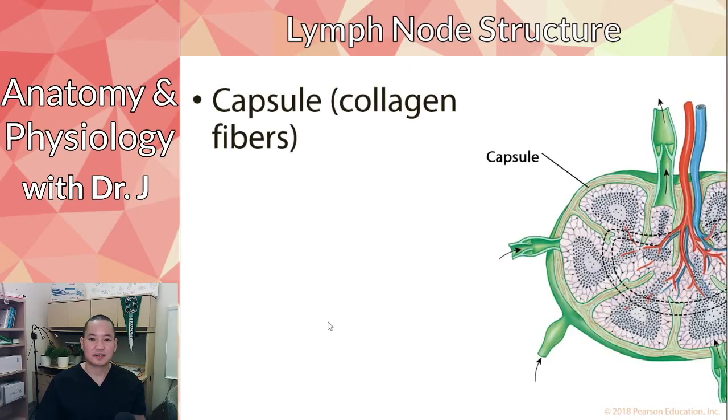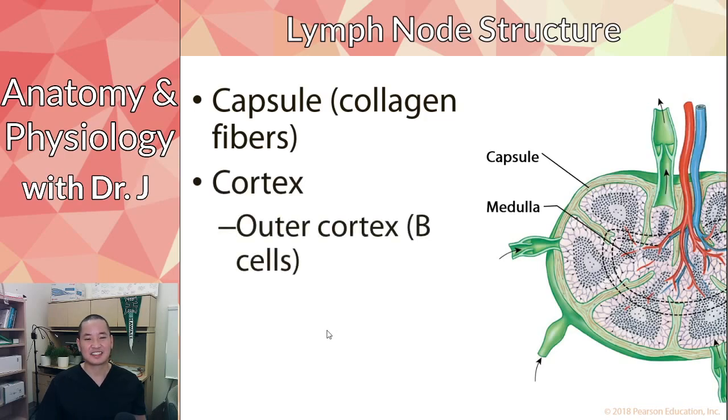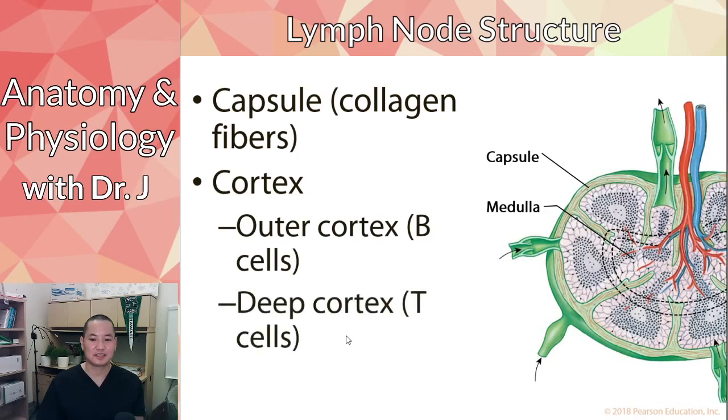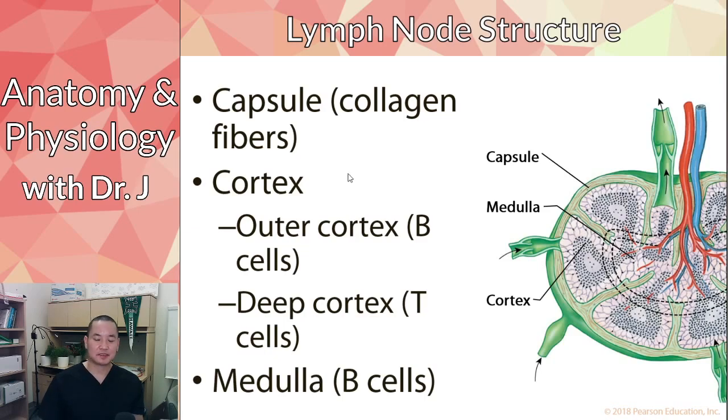And the general structure, they have a capsule, a cortex, and a medulla. And they actually have subdivisions. At this stage, don't worry too much about outer cortex versus deep cortex. But remember in general, when you have a medulla and a cortex, the medulla is on the inside and the cortex is on the outside. And capsules generally are fibrous, dense connective tissue that help to form a wrapping around an organ or a tissue.